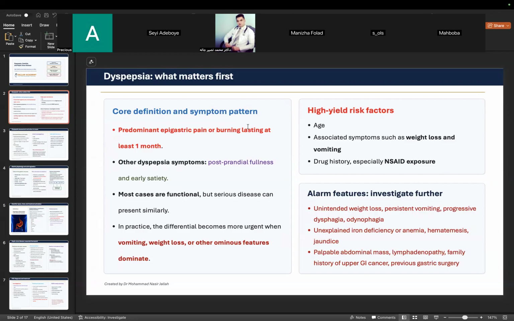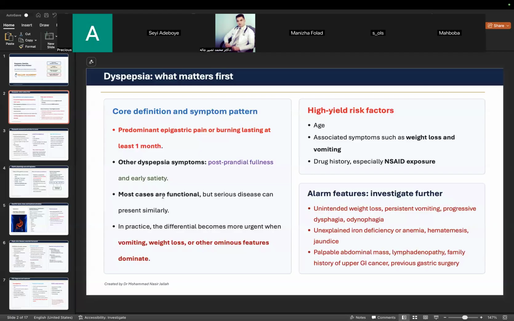So for those of you who are preparing for the licensing exam, always remember the timing. Okay, if they want to test you on dyspepsia, they may mention the timing. Other dyspepsia symptom, which is very common, mentioned as a clue in the scenario on top of the epigastric pain and burning, is the postprandial fullness and early satiety. These are the two other or additional symptoms that they will definitely mention as a clue to help you think or pay attention to dyspepsia.